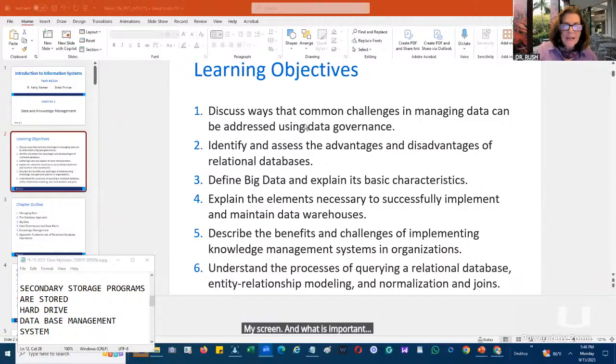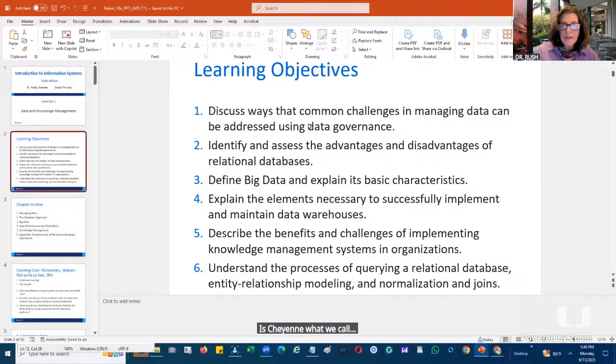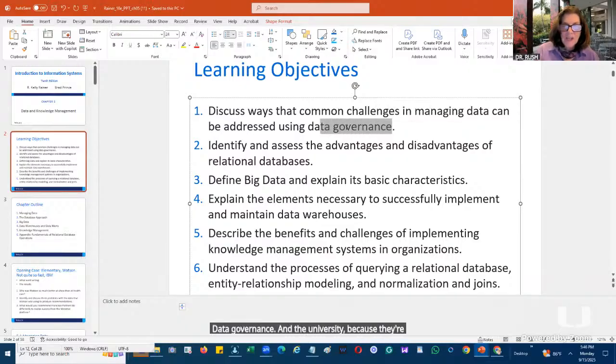And what is important is, Cheyenne, what we call data governance. And the university, because they're an organization, needs to worry about data governance. So if I go back to that, it basically means that if the university is holding our data, Cheyenne, not only do they hold your data, they hold my data.